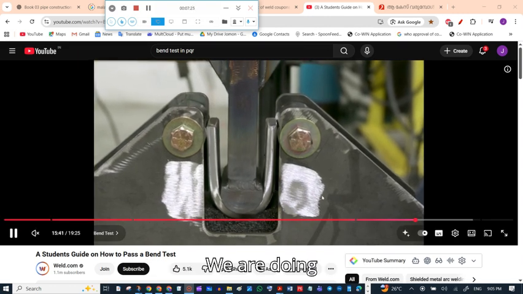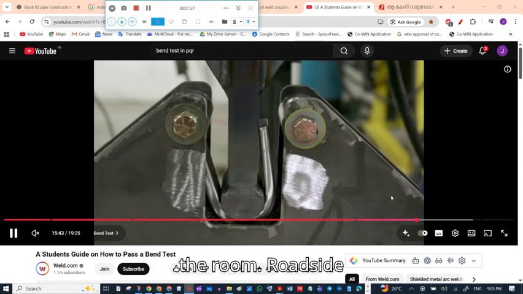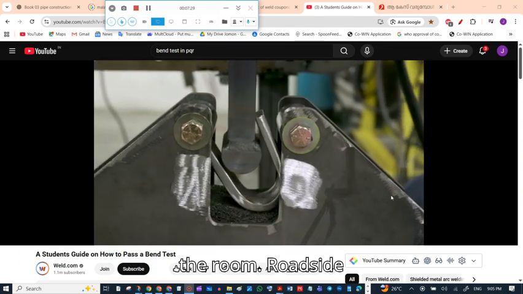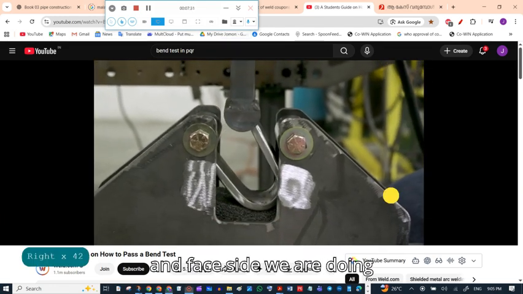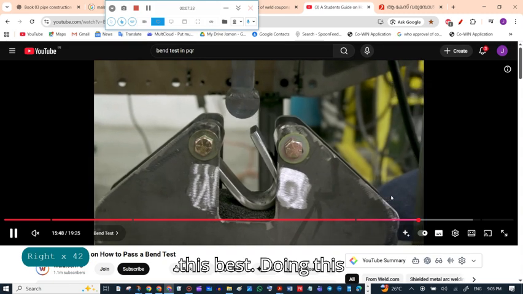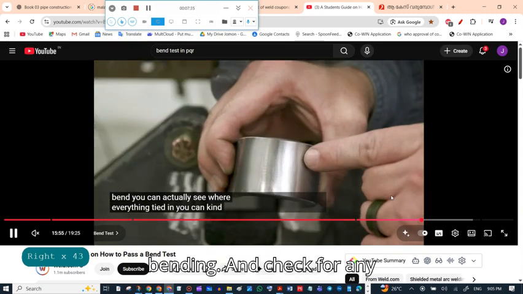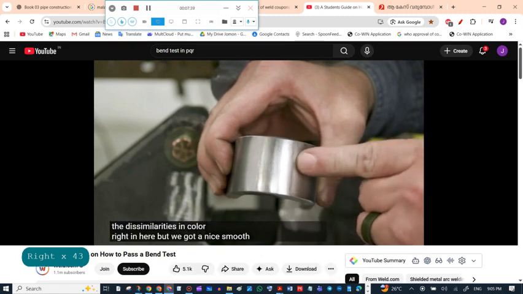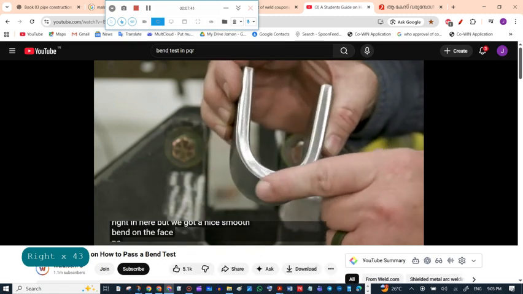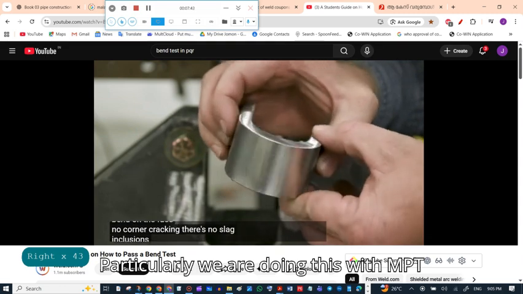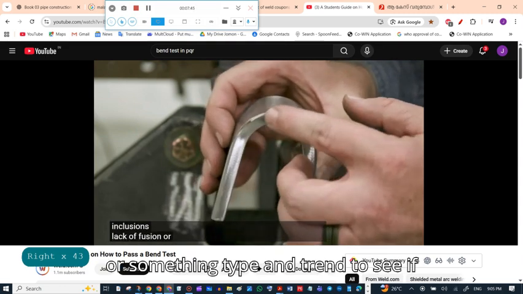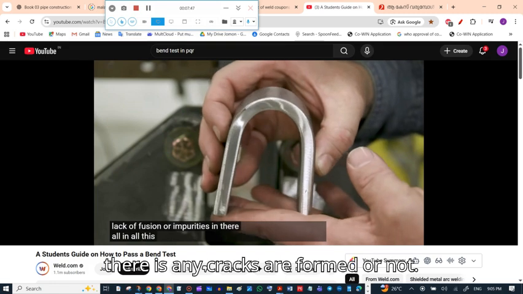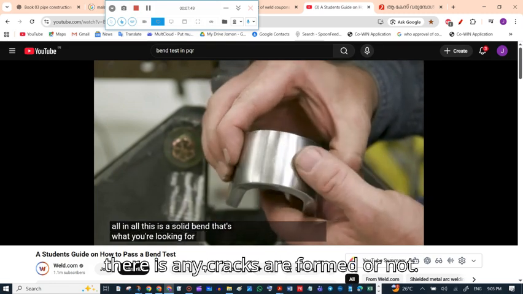We are doing the root side and the face side. We are doing this test, doing this bending, and checking whether any cracks or lack of fusion are forming. Particularly, we are doing this with MPT or dye penetrant to see if any cracks are formed or not.